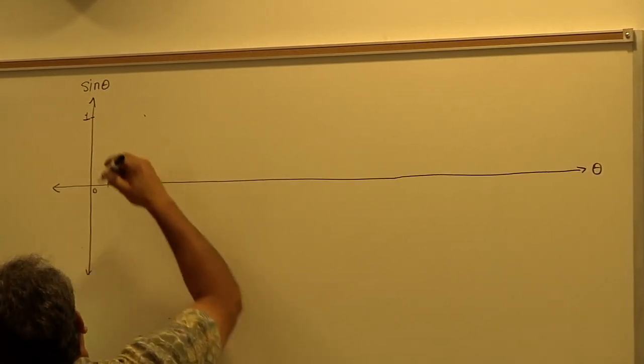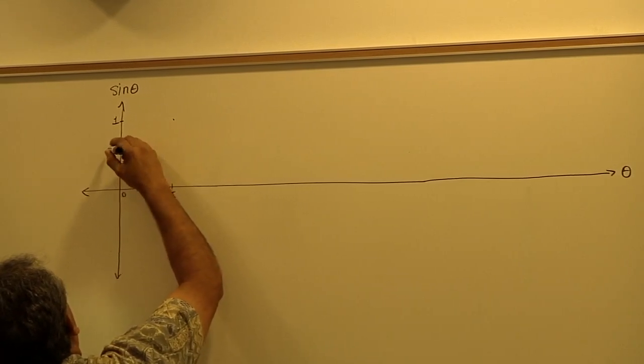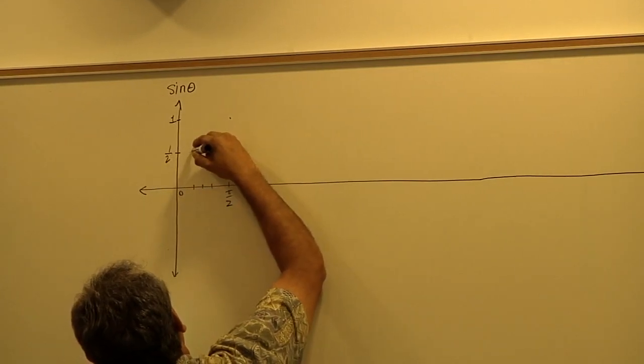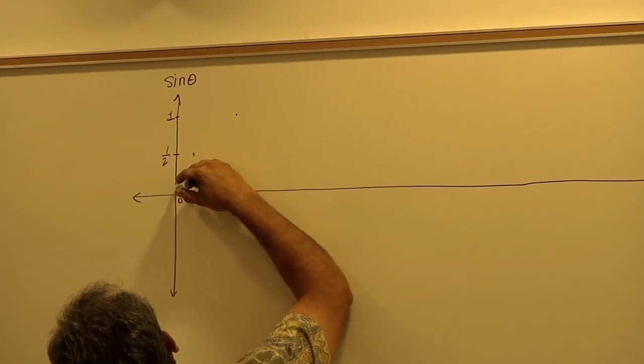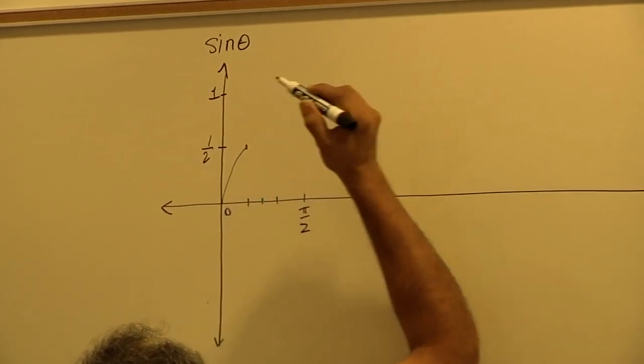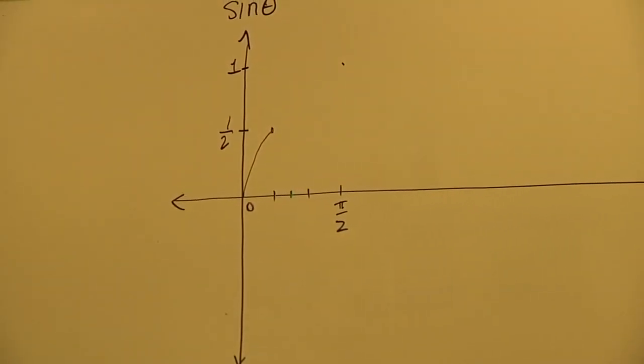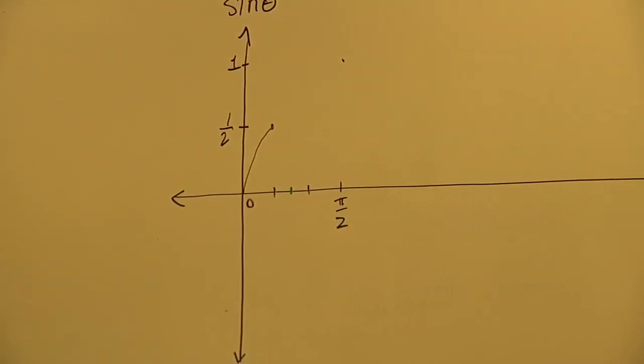At pi over 6, and this is important for 3B too, second semester calculus. At pi over 6, I've already moved halfway up. I've moved from 0 to where? To 1/2, right? When I go to pi over 6, the y value moves from 0 to 1/2.